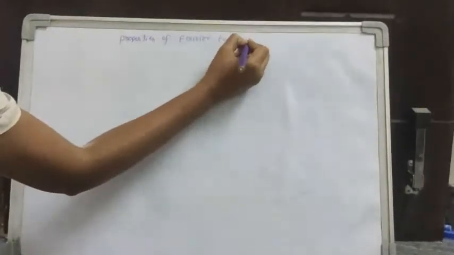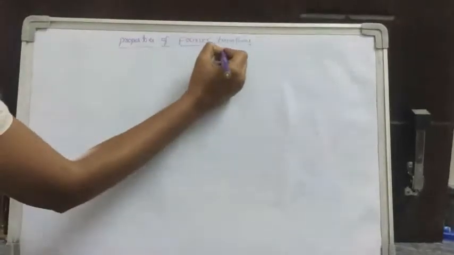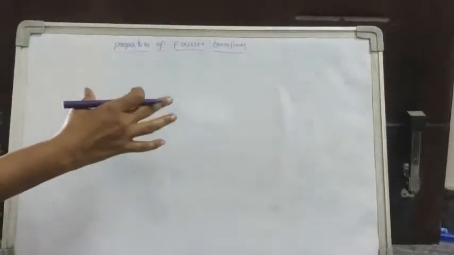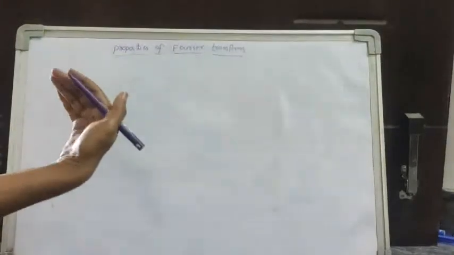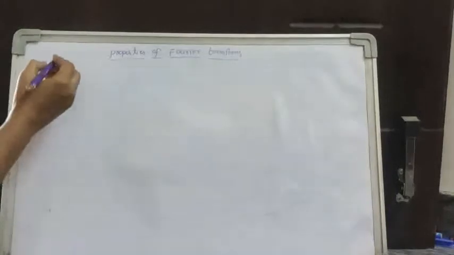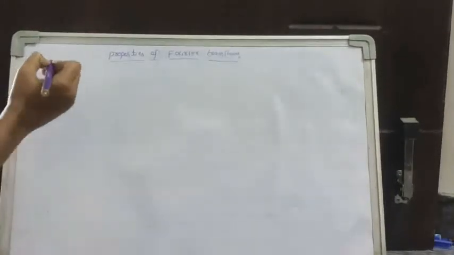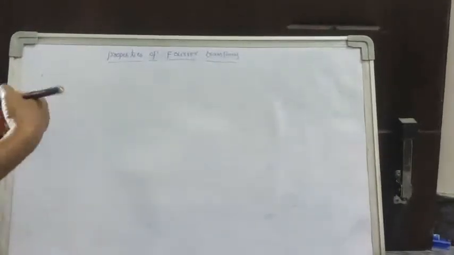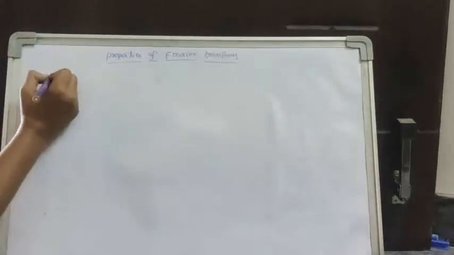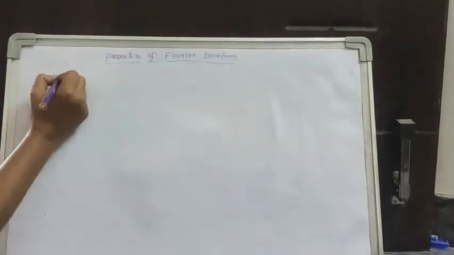Similarly, as we have learned in Laplace transforms, we have the linearity property, change of scale property, shifting property, second translation property, and so on. Similarly, in Fourier transforms also, we have different kinds of properties. Among them, the first one is the linearity property, or you can say the addition theorem also.